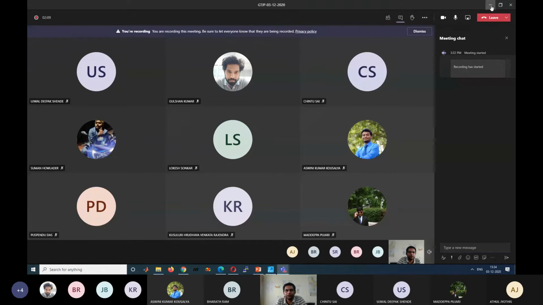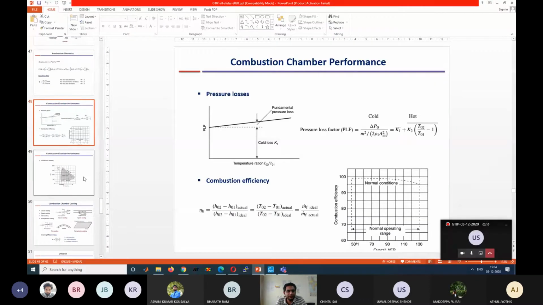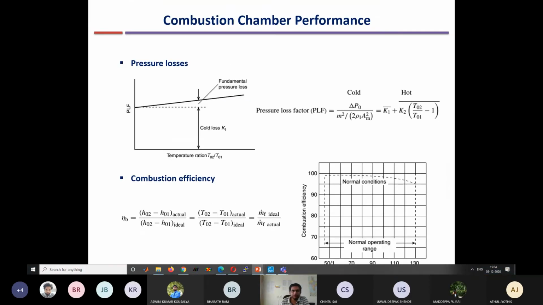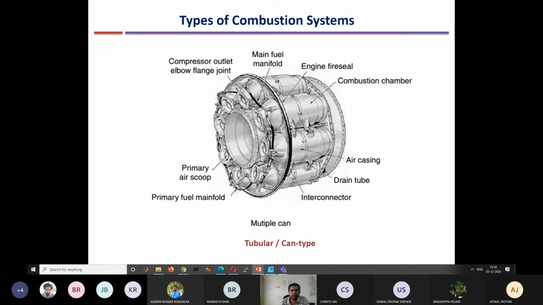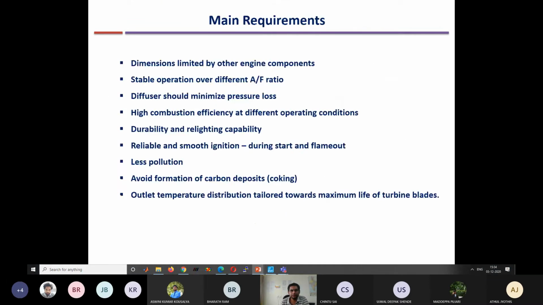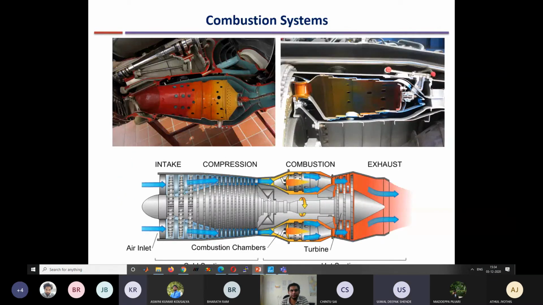Okay. So we were discussing different aspects of combustion chambers. I hope you can see the slides. Can somebody confirm that you can see the slides? Yes, sir. Yes, sir. Okay.